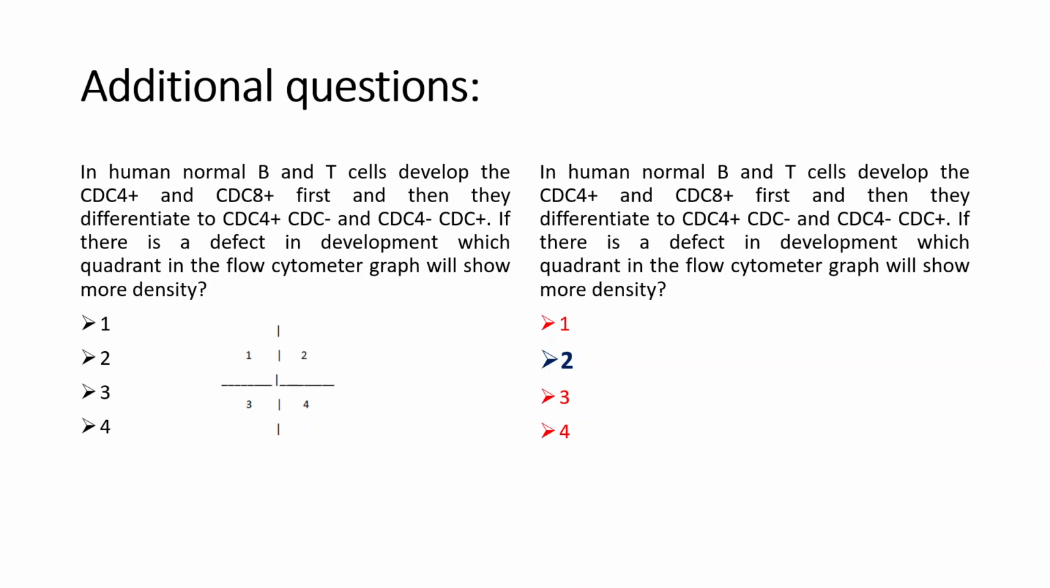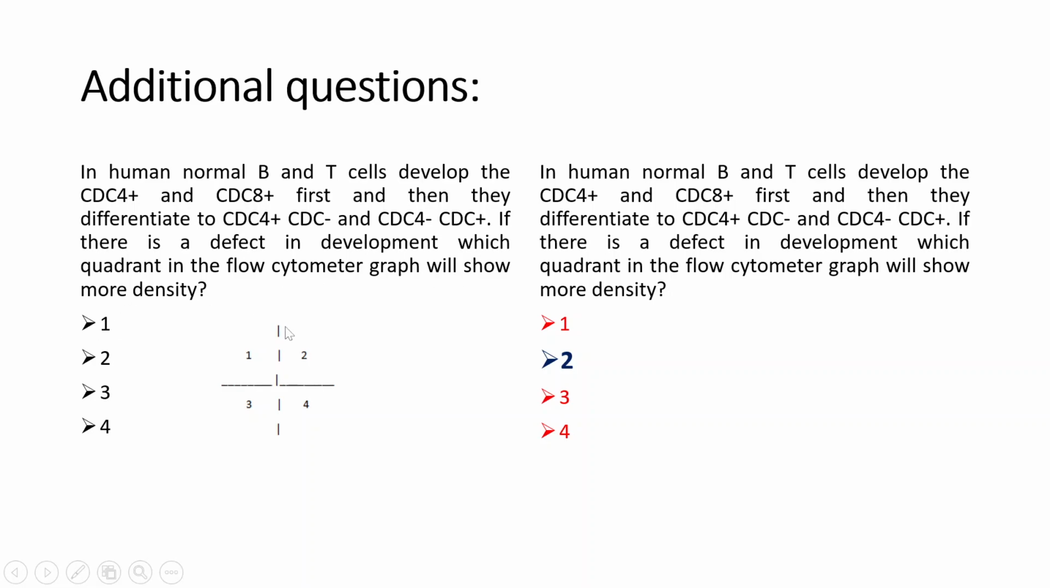So during the initial developmental condition, since both these markers are being expressed, we can expect that they will be more expressed in this region, that is, quadrant 2. Now they are asking that if there is a defect in development, which quadrant in the flow cytometer graph will show more density?